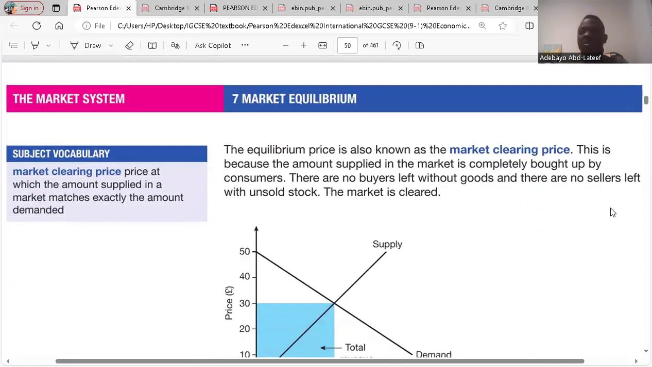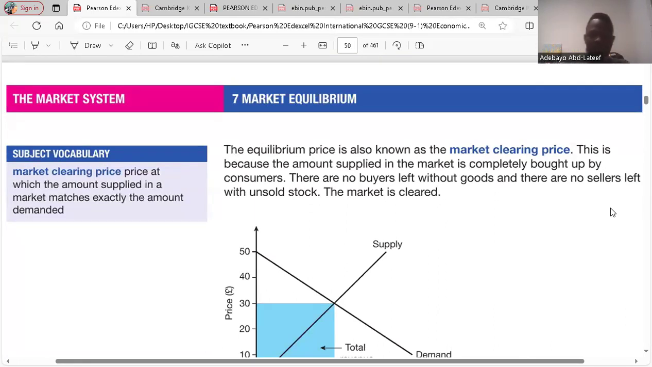They said the equilibrium price is also known as the market clearing price. Why do we call it the market clearing price? Because at that price, the market will be cleared. That means all goods supplied into that market were sold, and no goods were unsold. That's why we call it the market clearing price, because demand and supply have agreed on that price.